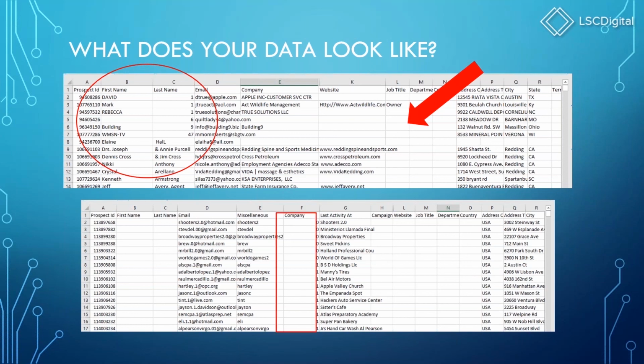If you look at the bottom example, starting with columns B and C on the left-hand side, there is absolutely no first or last name. And the company, if you can see it there, says 0 and 1. What is that telling us? Nothing. Again, campaign is blank, website blank, tons of information is blank.